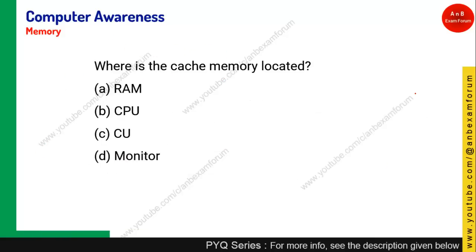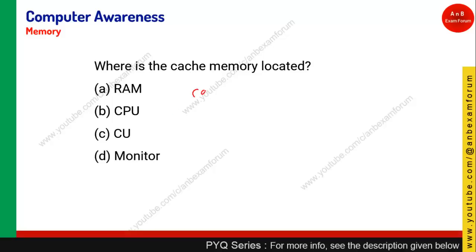Coming to the next, where is a cache memory located? Its pronunciation is cache. Okay, like cash, CASH. It is pronounced as cash, but the spelling is CACHE.